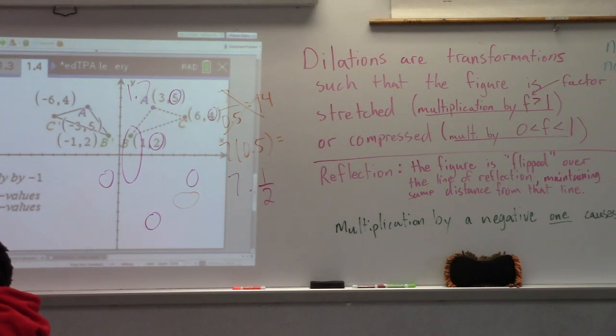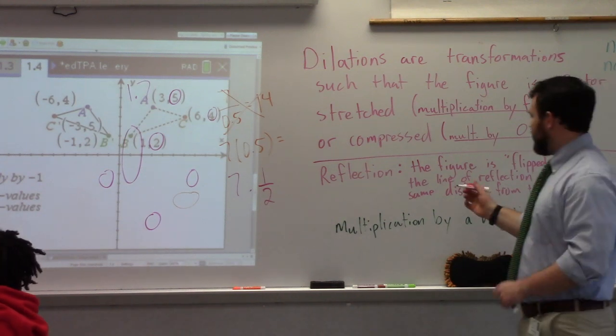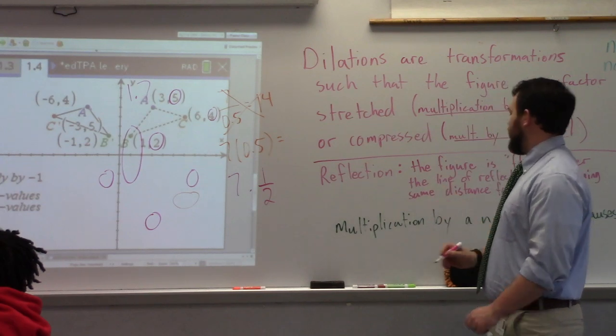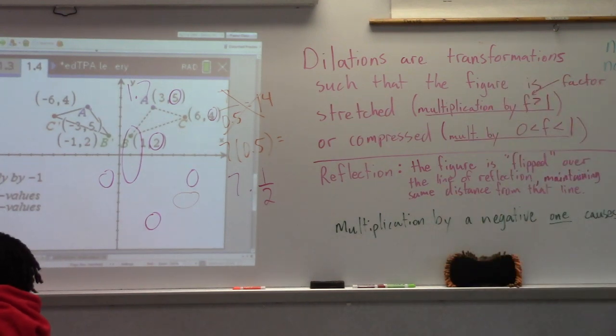That's fine. Be nice. So we want to notice that multiplying by -1 is what's causing those reflections. What does the word say? Same distance from that line.